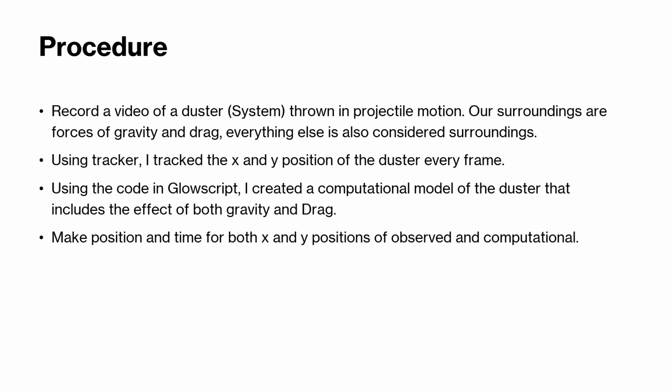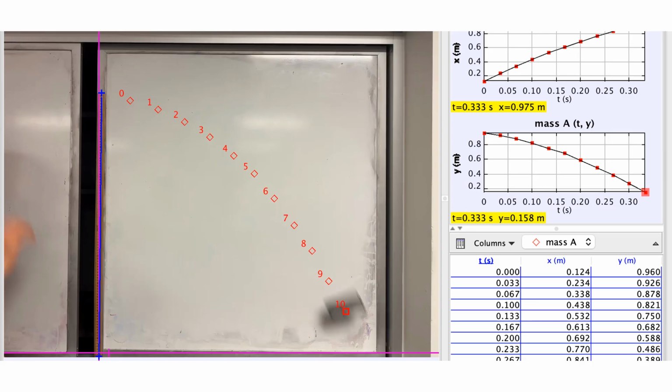Using Tracker, I track the X and Y position of the duster every frame. Using the code on GlowScript, I created a computational model of the duster that includes the effect of both gravity and drag. We also made the position and time graphs for both X and Y positions of the observed and computational model. Here is a picture of our tracker data and also our duster that we've thrown, and we can see a downward exponential type graph.